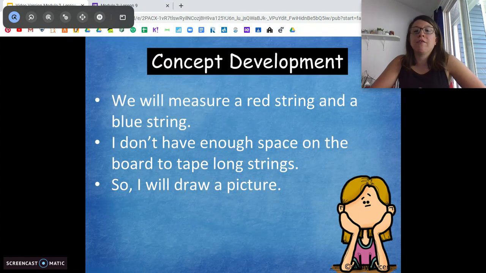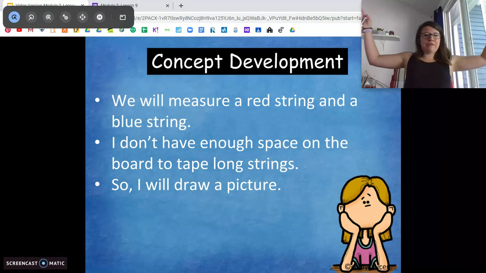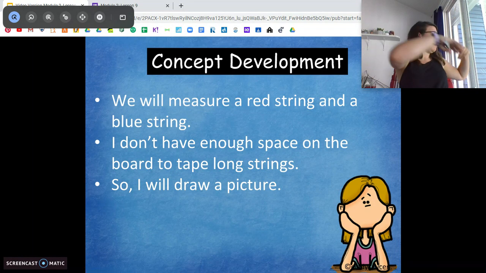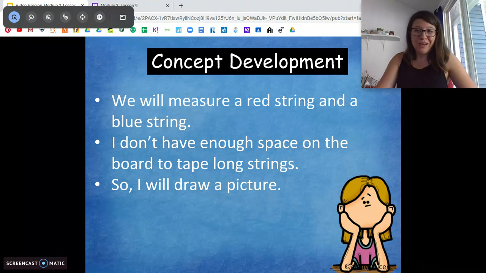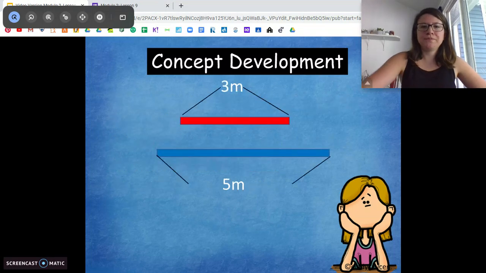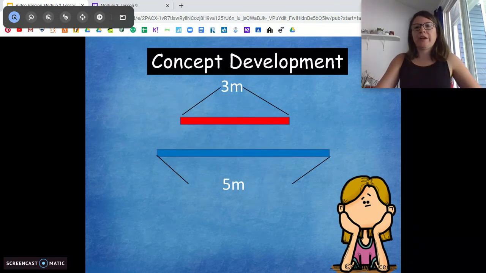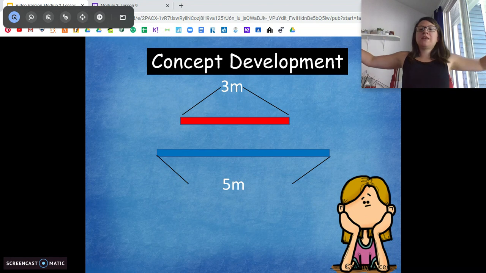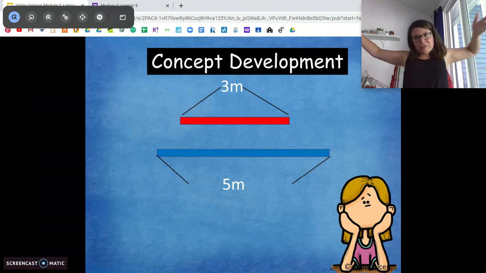Today we're gonna measure a red string and a blue string. However, I don't have enough space in this video screen and I don't have a board, so I can't really tape those up for you, but I will draw you a picture and I'll show you the picture I drew. So I measured them for you. My red string was 3 meters, my blue string was 5 meters. See, you can't even see it.